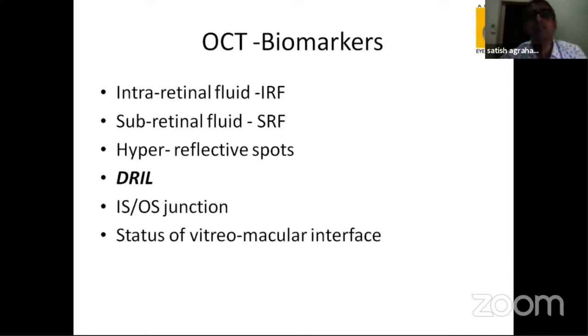Of all these biomarkers, the most extremely sensitive, up to date, and the most predictive biomarker for us is the disorganization of the retinal inner layers. Suppose you find a patient on OCT with DRIL findings, that is disorganization of retinal inner layers. The possibility of this particular patient ending up with poor visual acuity is on the higher side.